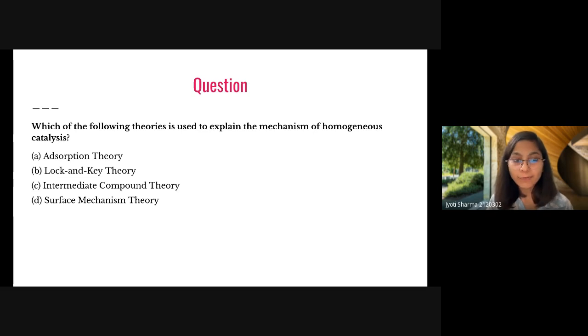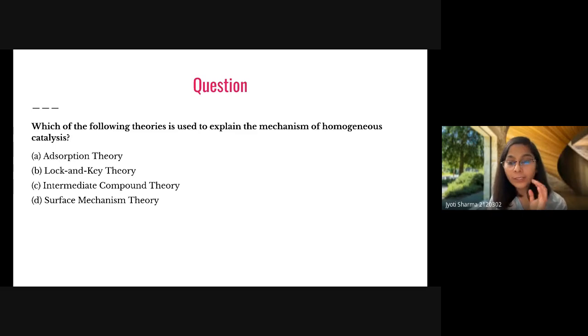Okay, so let's see one by one. Adsorption theory is for heterogeneous catalysis, right? Because adsorb means we have the solid surface, and on that solid surface something will be attached. Okay, so this is adsorption. This is for heterogeneous catalysis, but not for the homogeneous catalysis. So this will not be the answer.